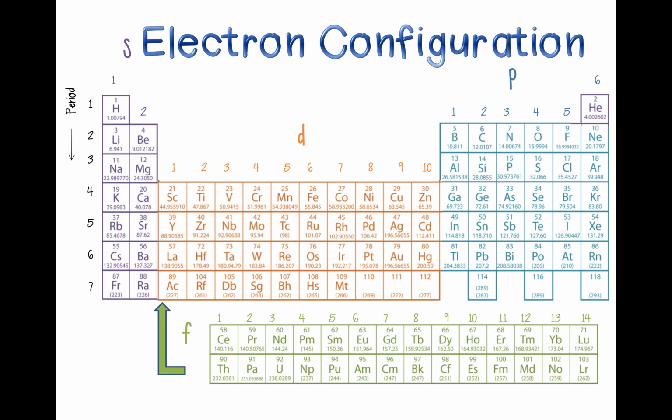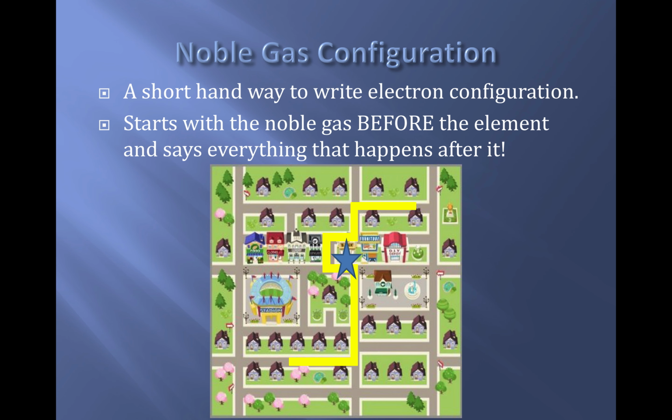So let's say instead of asking you to do vanadium, I asked you to do astatine down here. You're probably going to hate me because you have to go 1s2, 2s2, 2p6, 3s2, 3p6, 4s2, 3d10, and on and on and on until you get all the way down here to astatine. So that is where noble gas configuration comes into play. Noble gas configuration is basically a shorthand way to write electron configuration.